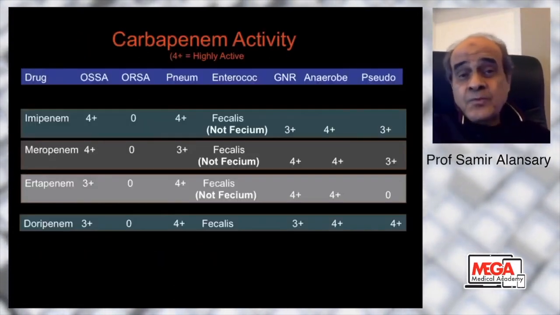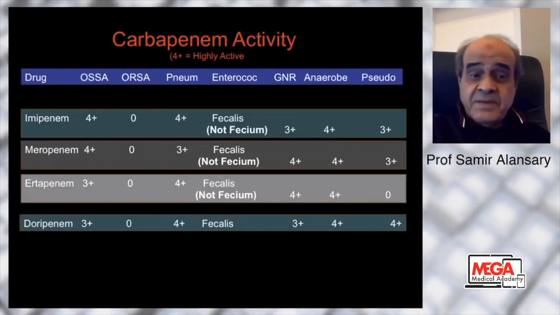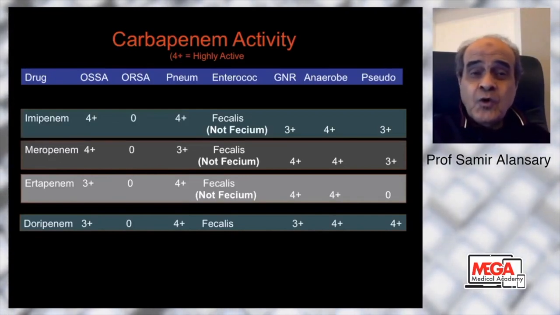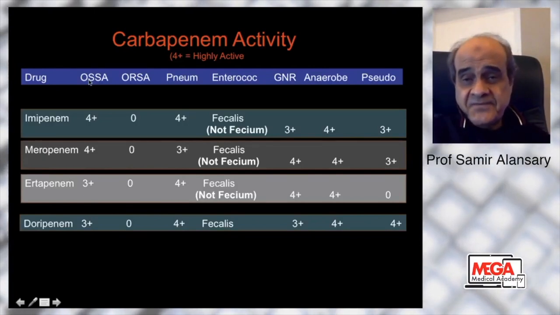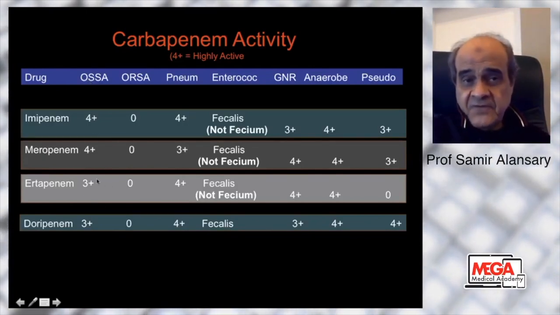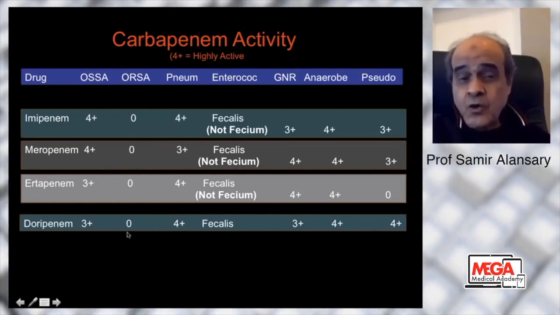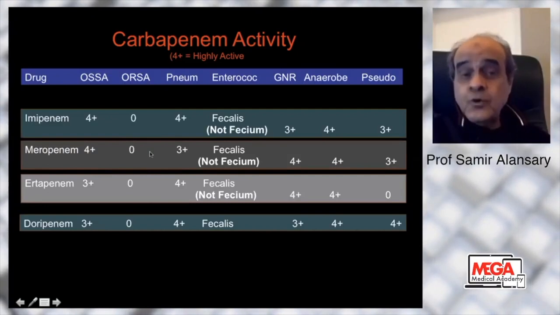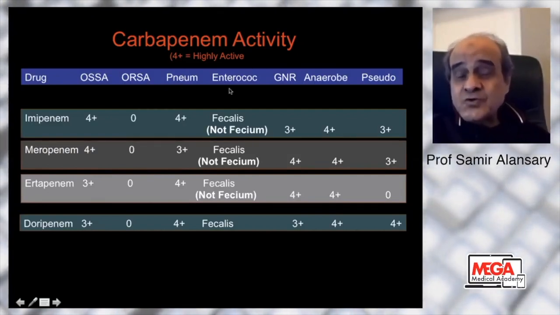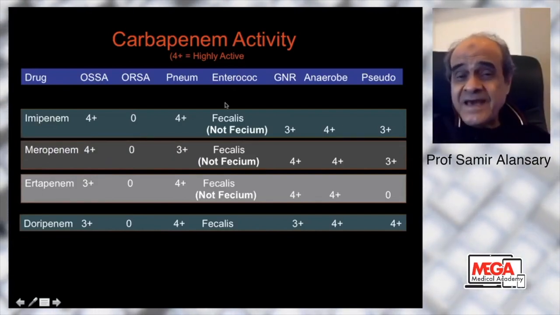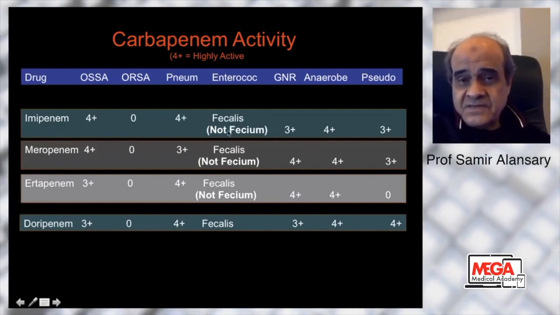The carbapenem group or carbapenem drugs, like imipenem, meropenem, ertapenem, and doripenem, we have to know all these drugs cover oxacillin-sensitive staph. Very effective in covering staph, not affecting MRSA. Carbapenems, not all of them affect MRSA, but all of them are very effective against pneumococcus. They can also affect Enterococcus faecalis only, not faecium.